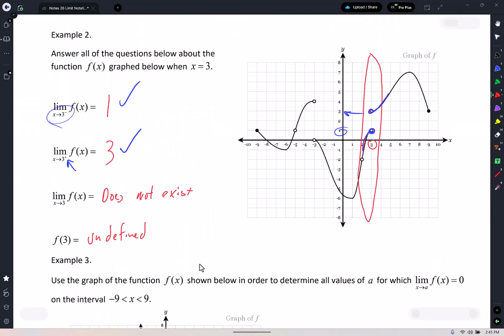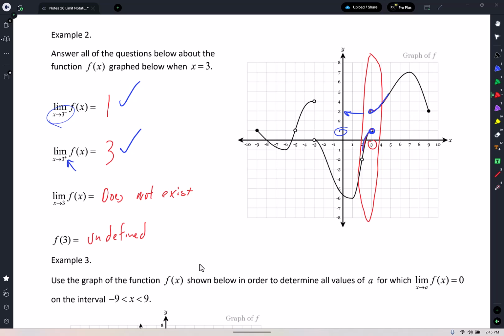You're undefined because when x is 3, there is no solid point anywhere. That's a hole. There is no y value that's defined when x is 3. Now the limit, if you approach from one side or the other, yes, there's a y value you're approaching. But that doesn't say the word limit. That just says f of 3. When x is 3, there is no y value. Look, that's a hole.